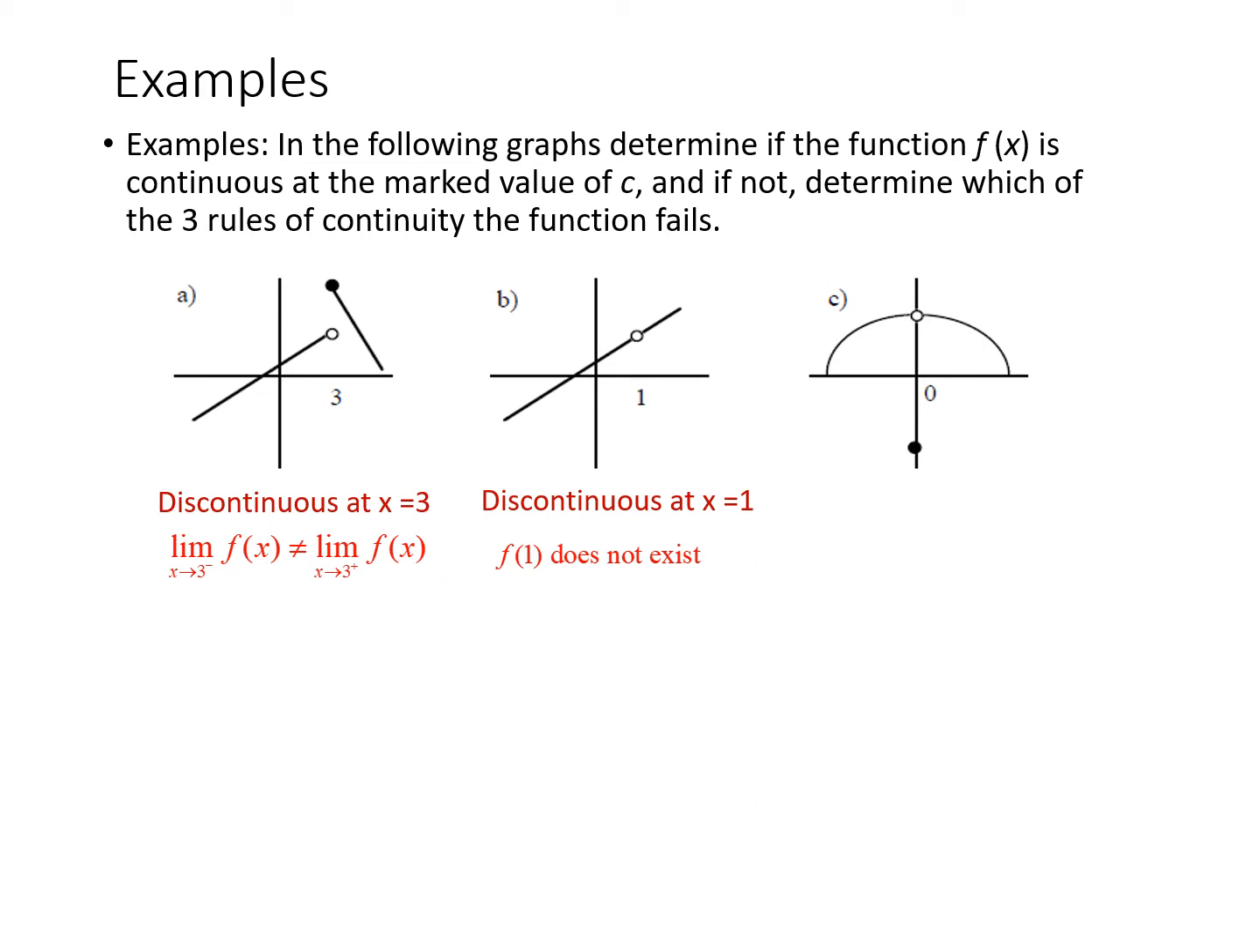All right, number C. I encourage you to pause the video and try to answer this one on your own. Okay, this one is discontinuous at x equals 0, similar to part B, but there is a point value. So this one, f of 0 does not equal the limit as x approaches 0 of f of x. So although f of 0 exists and the limit exists as x approaches 0, they do not equal the same value. And so that really stops it there.